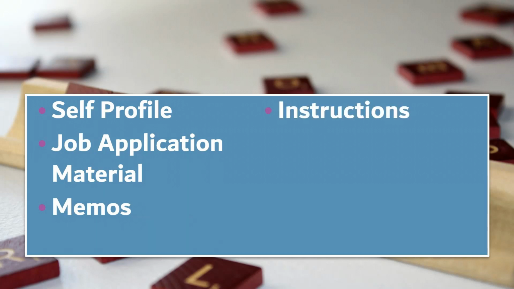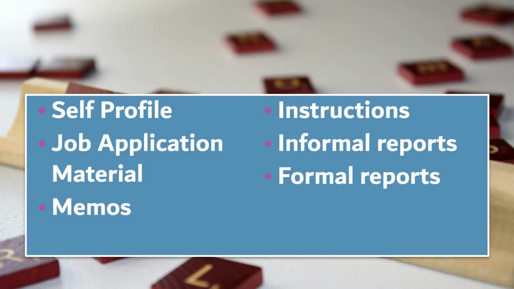We'll be doing a set of instructions because, as people in scientific or technical fields, there's a pretty good chance that you're going to have to end up explaining something to someone. Can you do it clearly? And can you do it in a way which is easy to read? And we'll be doing two types of reports: informal reports and formal reports.